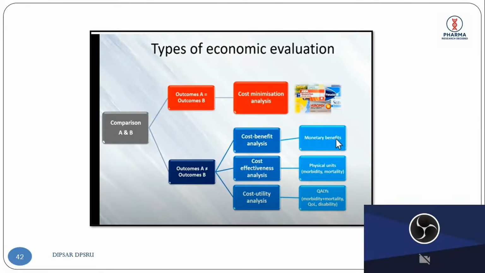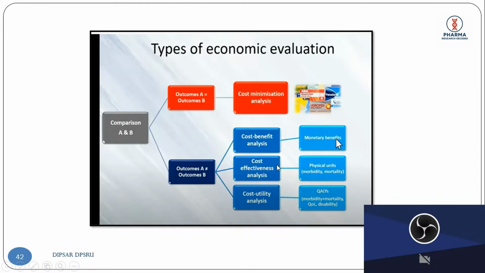So as we have discussed about the cost minimization study, to do the cost minimization studies, you can see this should be there. You are considering outcome A is equal to outcome B, then only you can go for the cost minimization. If your outcome of the A medicine is not equal to outcome of B, then in that case you can't go for the cost minimization. If your outcomes are not equal, then you can go with the cost benefit analysis, cost effectiveness, cost utility.